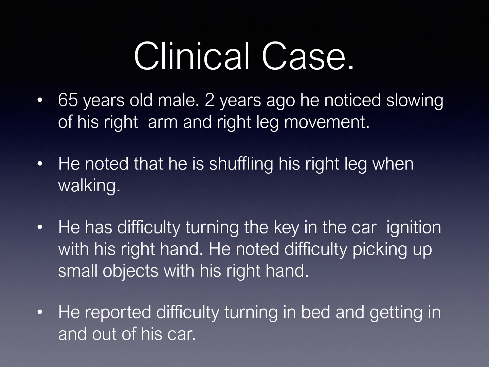So in this case, a 65-year-old male noted 2 years ago that there is slowing of his movements in his right arm and right leg. And he also noted that he's shuffling his right leg upon walking. He noted that he has difficulty turning the key in the car ignition with his right hand, and also noted difficulty picking up small objects with his right hand. He also reported difficulty turning in the bed and getting in and out from his car.